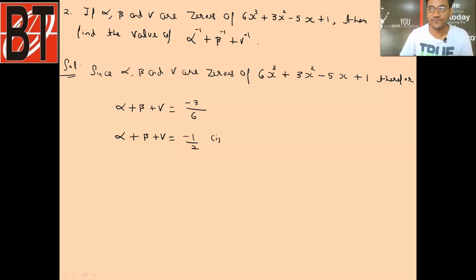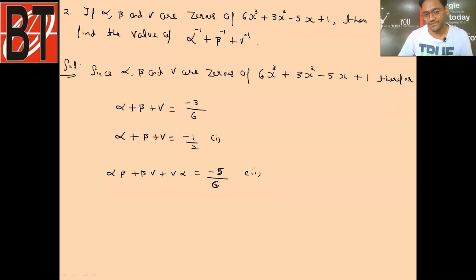Okay students, now I am writing the second relationship: alpha beta plus beta gamma plus gamma alpha is equal to c by a. You can check, c is minus 5 and a is 6. So this is equation number 2. It's minus 5 by 6. Clear students? No problem at all.